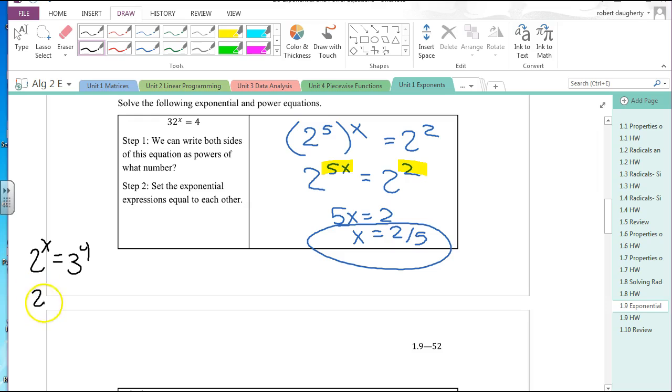But if I had 2 to the x equal 2 to the 4th, it follows that x has to be 4 in this case, okay? That's what we're trying to get, problems that look like this. If it looks like the other one, there's nothing I can do. Okay? So let's keep on going.